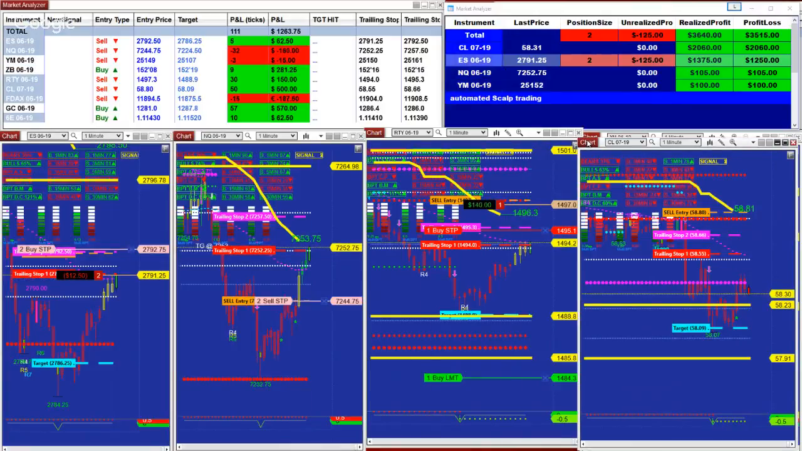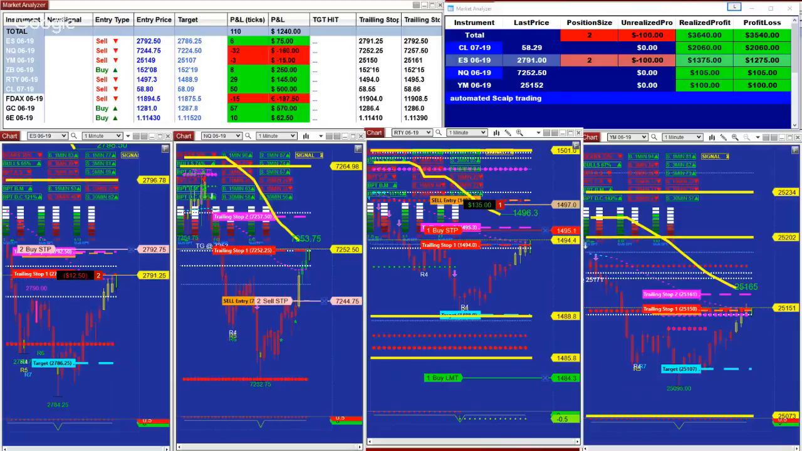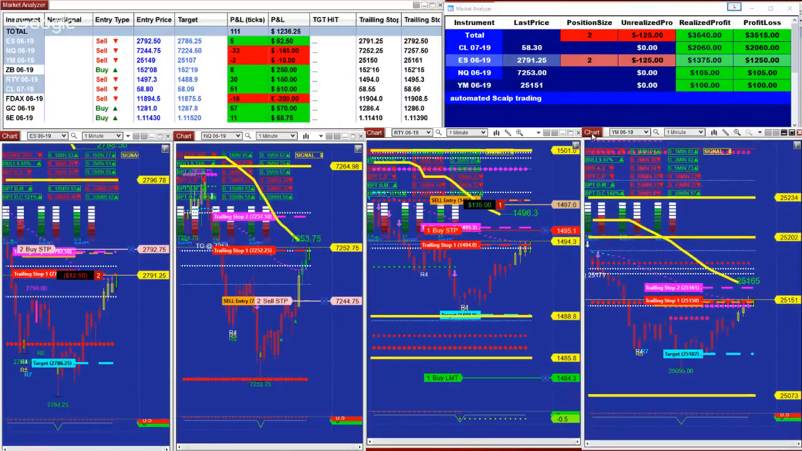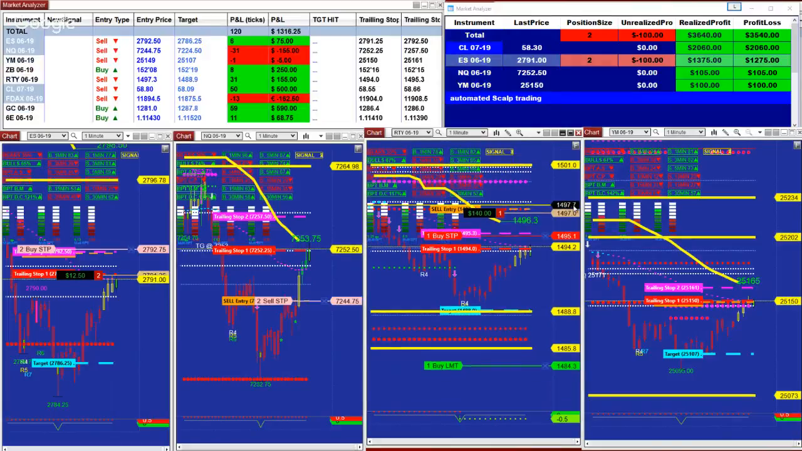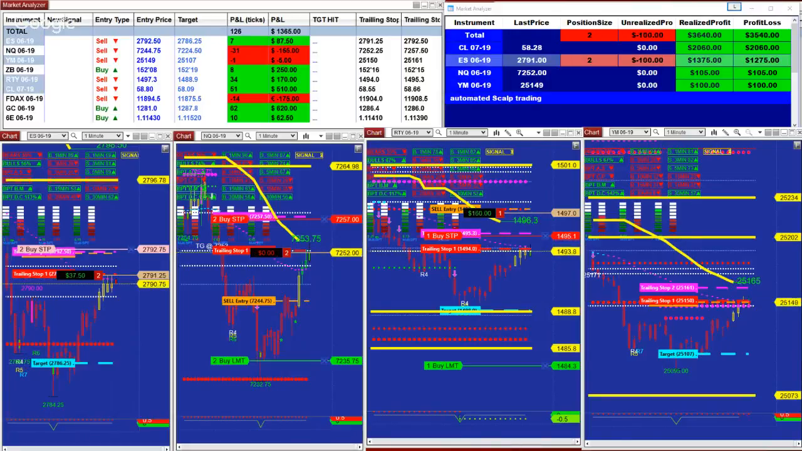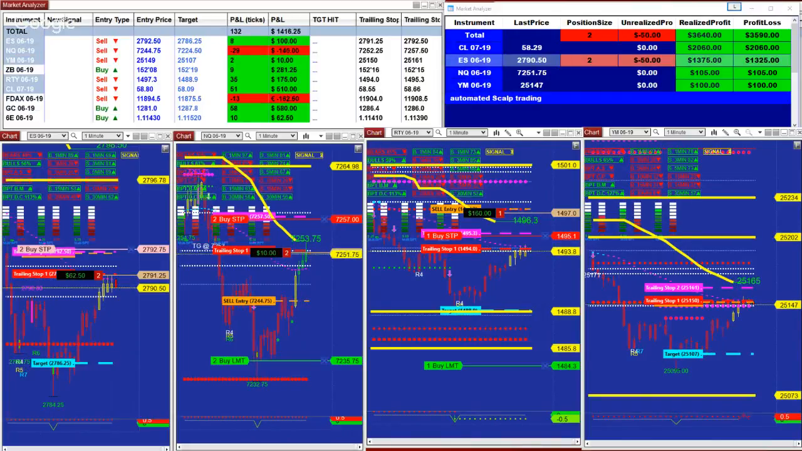So we are done on the CL. Okay, perfect. And we are done on the Nasdaq. Perfect. And we are about to close the Russell. Perfect. We hit the target. Perfect. And look at this baby. You see where it came? How much did we miss out on that one?